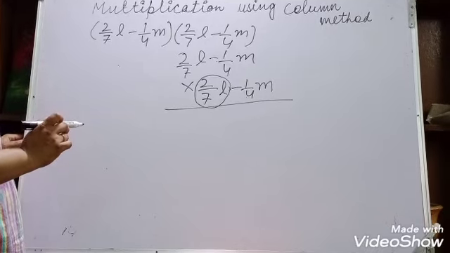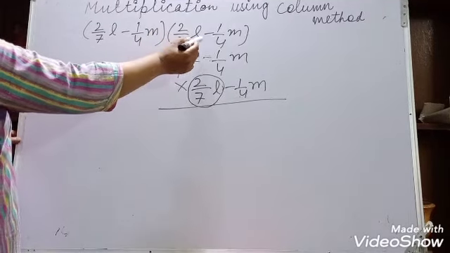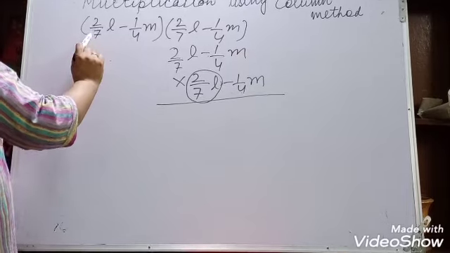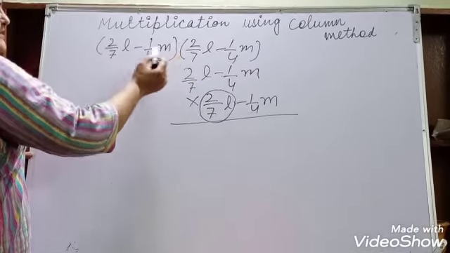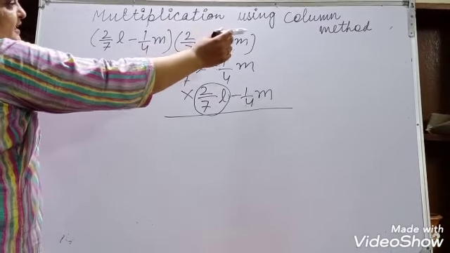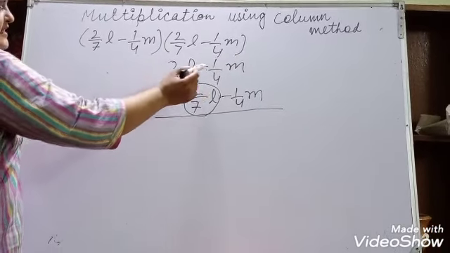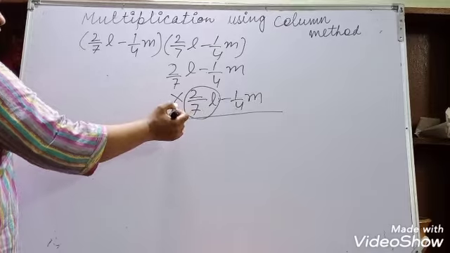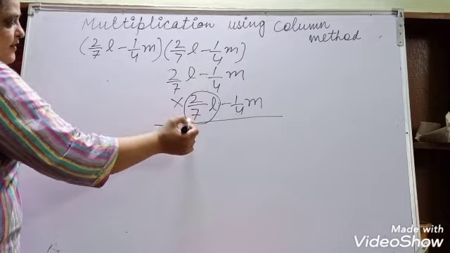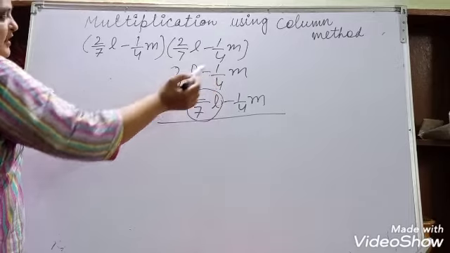Multiplication using column method once again for the binomials. 2 over 7l minus 1 over 4m into 2 over 7l minus 1 over 4m. Here you are seeing that both the brackets have the same terms and same sign. We could have used the a minus b whole square formula, but since it says do the product using column method, here I am using column method. So 2 over 7l minus 1 over 4m into 2 over 7l minus 1 over 4m. Firstly, taking the first term of the second expression, we will multiply it with the first expression.